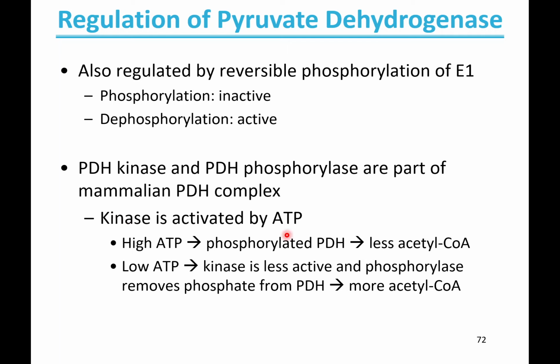Okay, the kinase is activated by ATP. When ATP levels are high, that means you have enough energy, so you want this turned off. So PDH is phosphorylated, right? The kinase is activated at high ATP, E1 is phosphorylated, and you get less production of acetyl-CoA. When there's low ATP, the kinase is less active, and the phosphatase removes the phosphate from E1, and then you get more acetyl-CoA production, which then goes to produce more ATP.